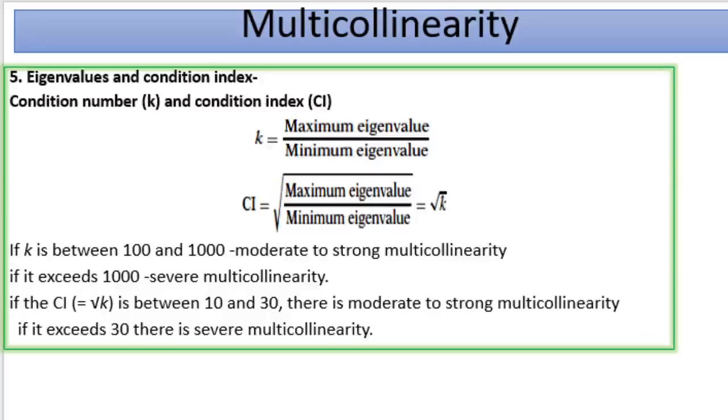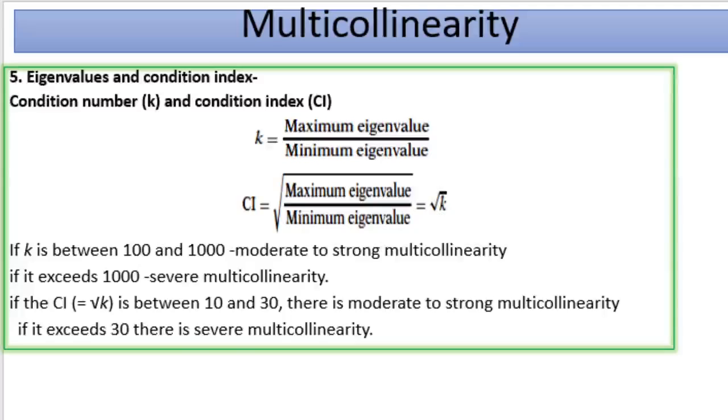Then the next one is the eigenvalue and the conditional index. k is defined as the maximum eigenvalue divided by the minimum eigenvalue, and the conditional index is the square root of this, that is, the root of k. If k is between 100 and 1000, there is moderate to strong multicollinearity. If it exceeds 1000, it is severe multicollinearity. If the conditional index is between 10 and 30, there is moderate to strong multicollinearity. If it exceeds 30, there is severe multicollinearity.